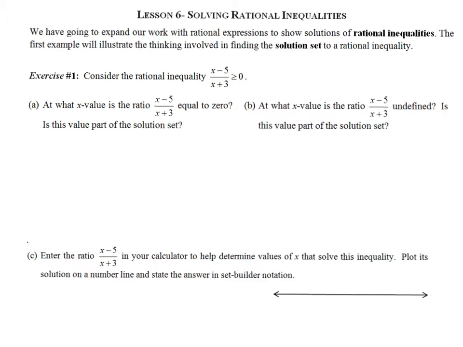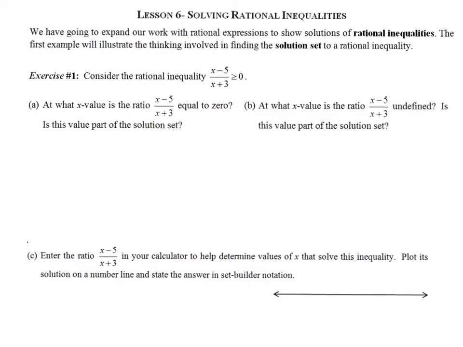So first of all, a rational expression is, of course, an expression in the form of a fraction, where I have a polynomial in the numerator and the denominator. This is an inequality because I see that in the first case, x minus 5 divided by x plus 3 is greater than or equal to 0. So the first exercise highlights the two components that we need to focus on. Let's look at Part A.